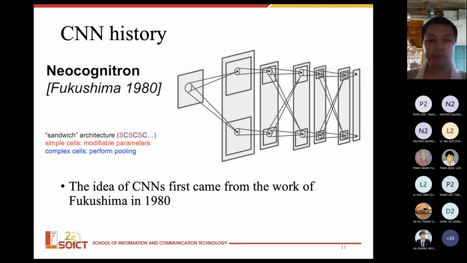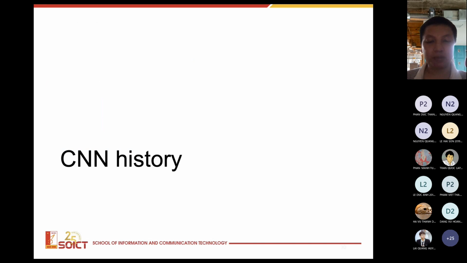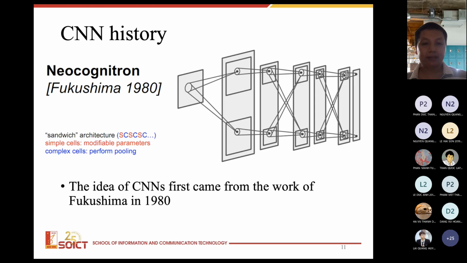Okay, so now we move to the second part about studying a little bit about the history of CNN. So the CNN first came from the work of Fukushima in 1980. Right, it's a paper of the neocognitron.